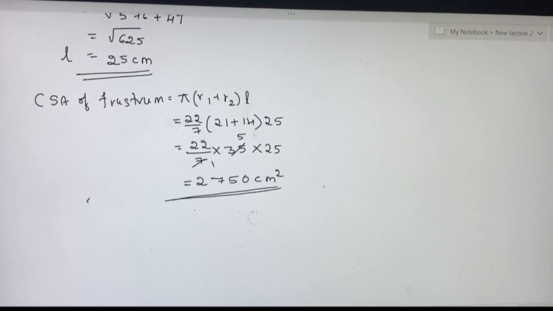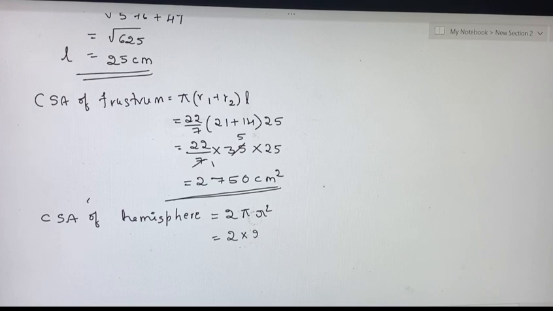Now the last one is the CSA of the hemisphere. What is the formula for the CSA of a hemisphere? It is 2 pi r square. Here the hemisphere radius is nothing but 21. They have given it in the figure, so we'll do it.